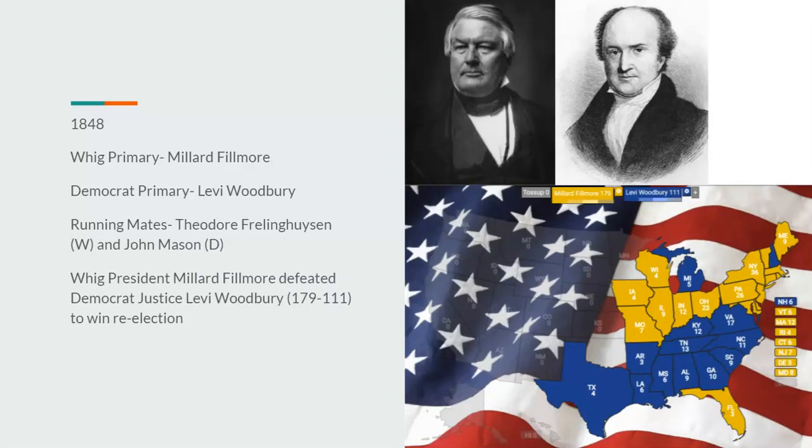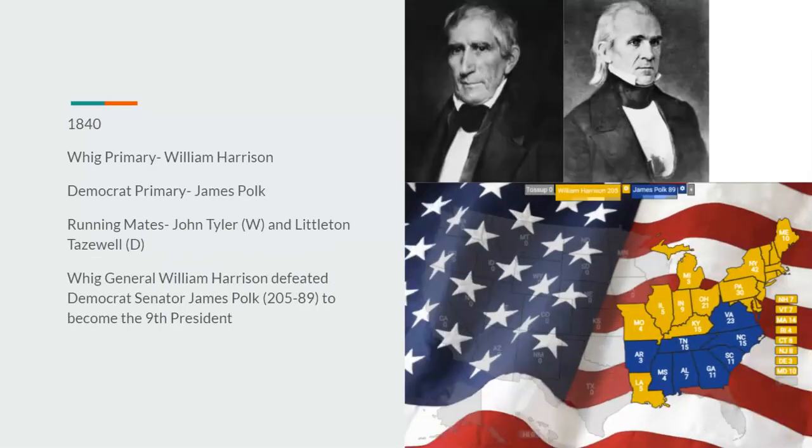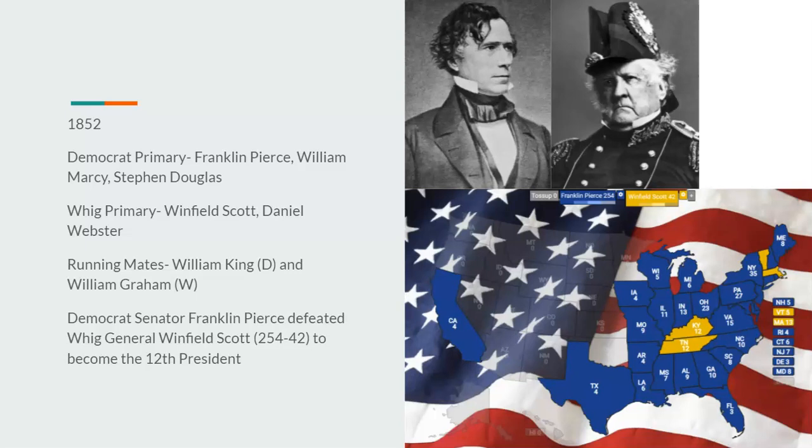Going to 1848, Democrats would nominate Associate Justice Levi Woodbury. Woodbury would be popular due to his Supreme Court appeal, and he would choose Secretary of the Navy John Mason as his running mate. But due to Fillmore's popularity from the Mexican-American War victory as well as the annexation of Texas, he would beat Levi Woodbury 179 to 111 to win re-election. Did I do this right? I did, okay. Going on to 1852, this election happens as is, nothing changes here.